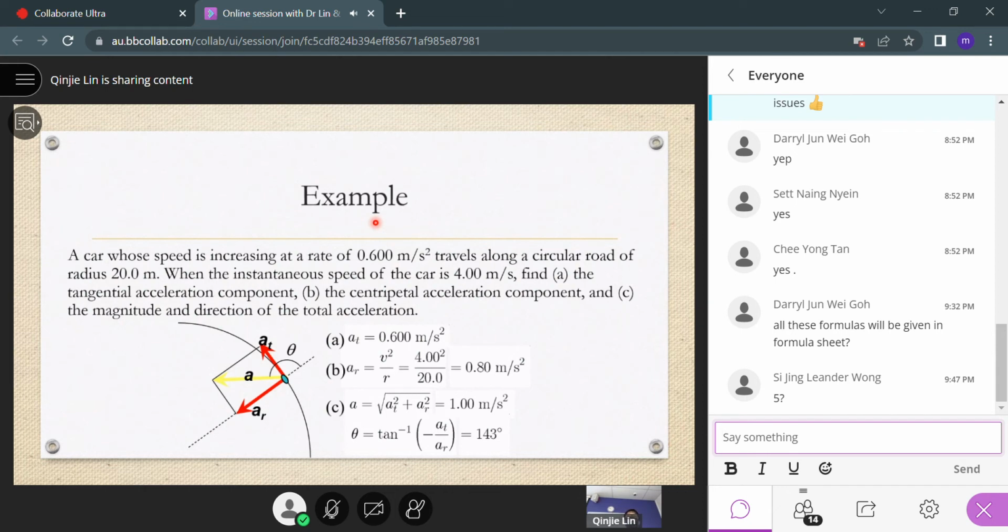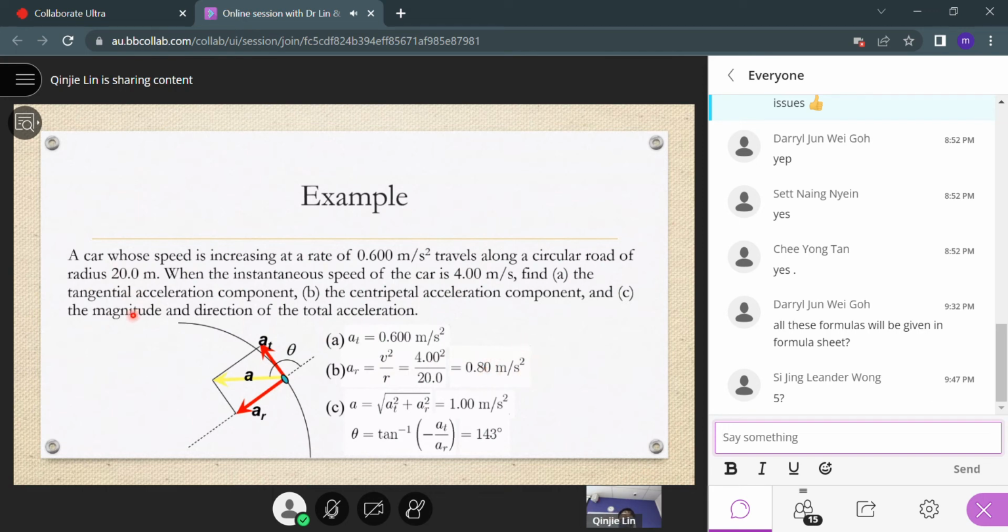Tangential acceleration is the one that is trying to speed up your car or slow it down. Okay, they tell you the speed is already increasing at this rate. So this is your tangential acceleration. Then part B, find the centripetal acceleration. Centripetal acceleration is given by v squared over r. Okay, the speed at that point where we are talking about, they tell you is 4 meters per second. Then they also tell you the radius is 20 meters. So you can put into the formula and then you will get a radial acceleration, which is the centripetal acceleration.